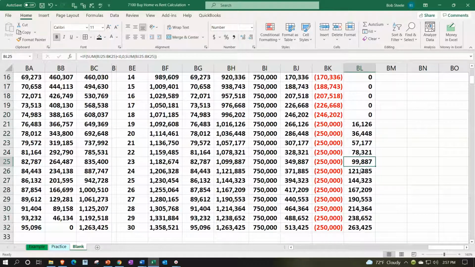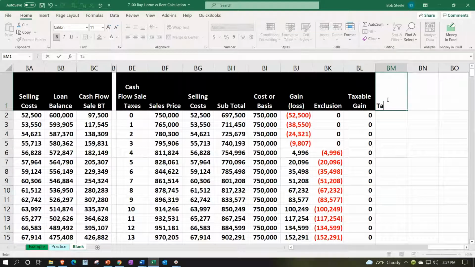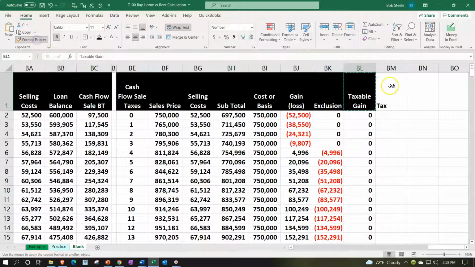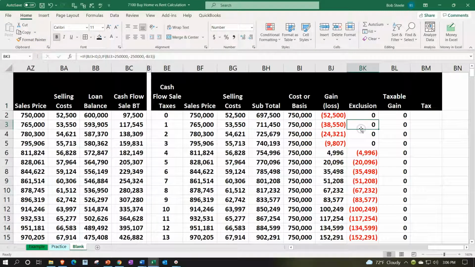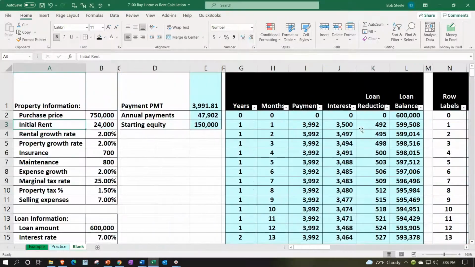So there's the taxable amount. So then finally we can apply the tax. We're going to say the tax is going to be the capital gains tax, which could be at a different rate, which I don't think we have in our table. Let's go on over to our table here. There's usually going to be a capital gain tax.